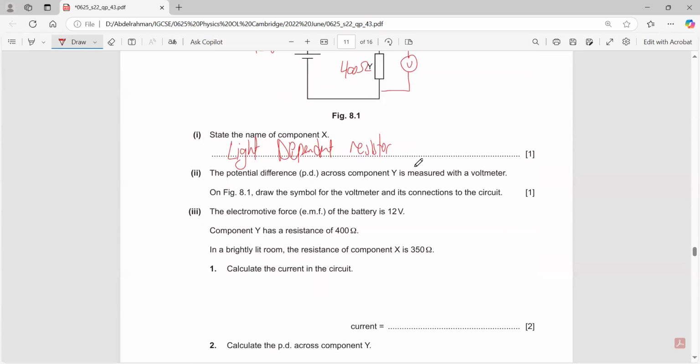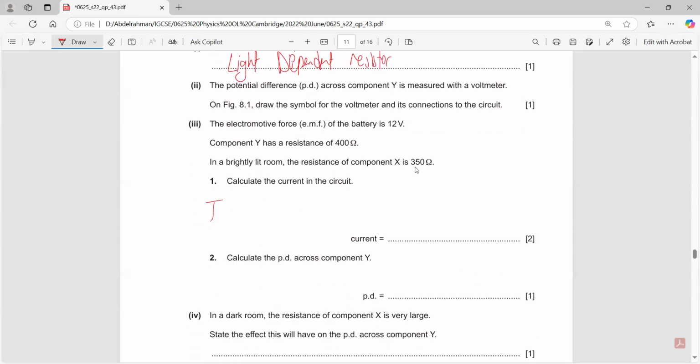Okay, I can find the current. So I equals V over R. The total voltage would be 12 and total resistance is 750. What is 12 divided by 750? A rather small number, 0.016 amperes.